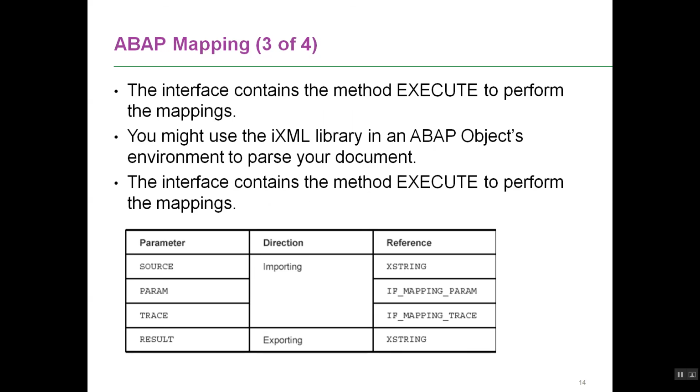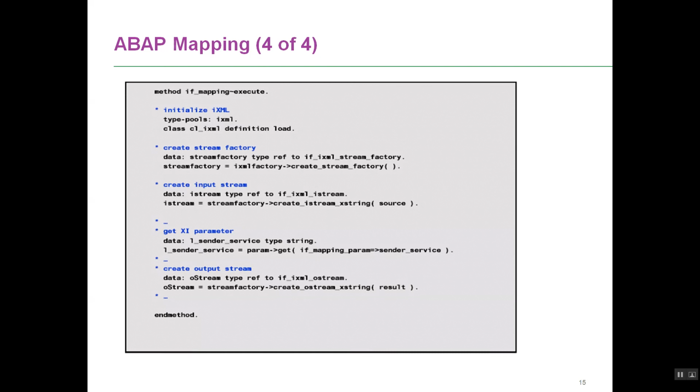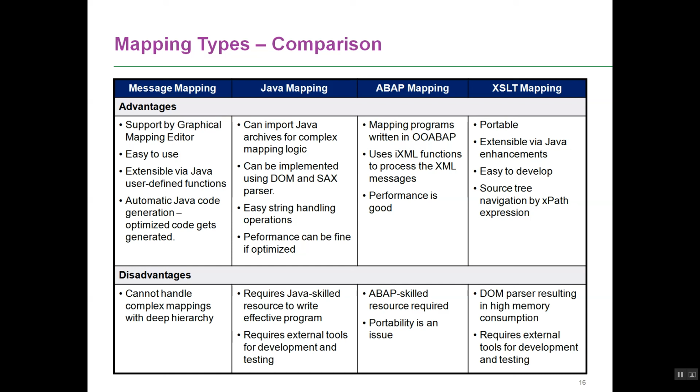And ABAP mapping, the source input parameters is of type source xstring. Mapping parameters, you can also write trace statements. We will look at trace statements in the next session, and your output is all of type xstring. Okay, you can use the iXML library that any ABAP library provides for you to do XML manipulation in ABAP. Okay, this is some example of a code where you can read the data and manipulate the data.